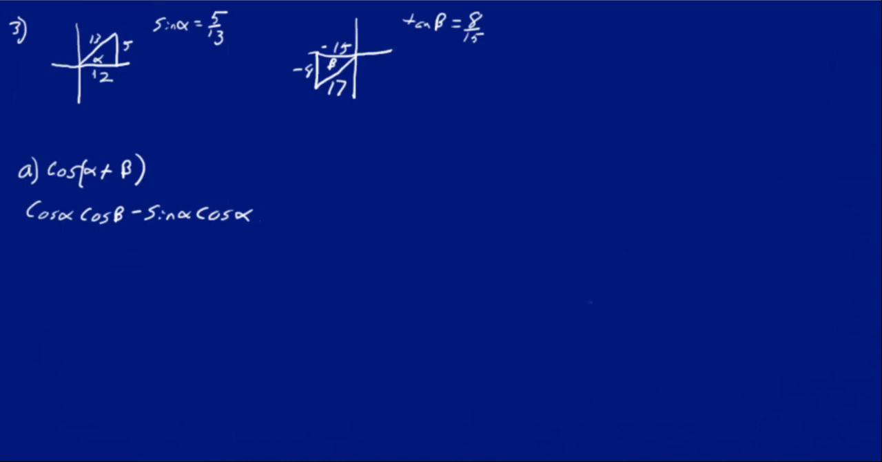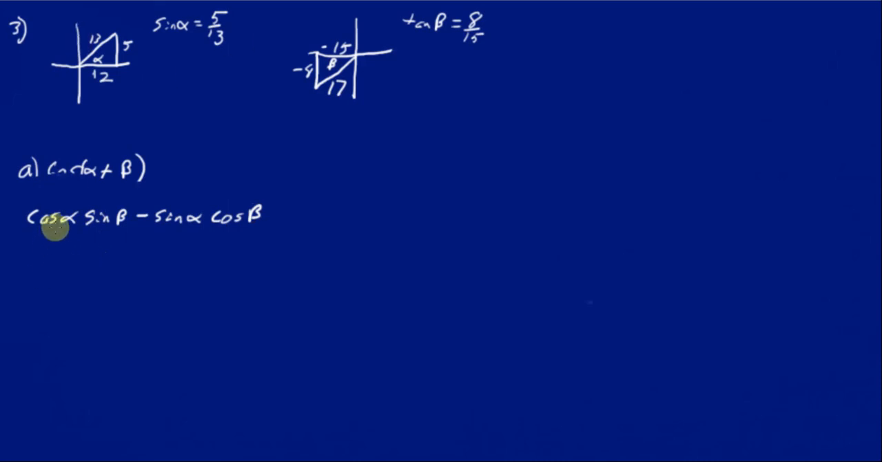I got that messed up. See, it's not that easy. So the cosine of alpha plus beta is going to equal the cosine of alpha times the cosine of beta minus the sine of alpha sine of beta. Sorry about that. And now it's just going to be finding the numbers and plopping them in there.